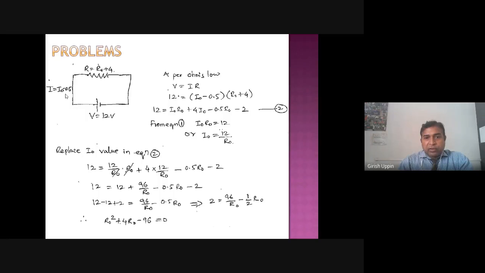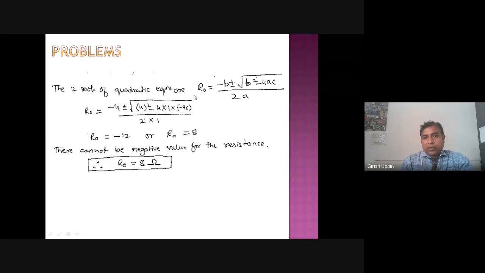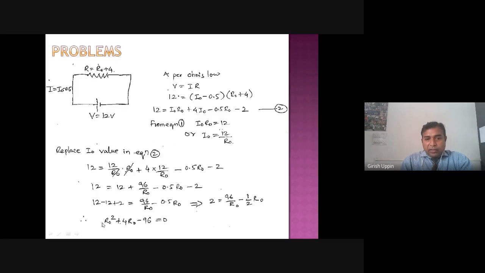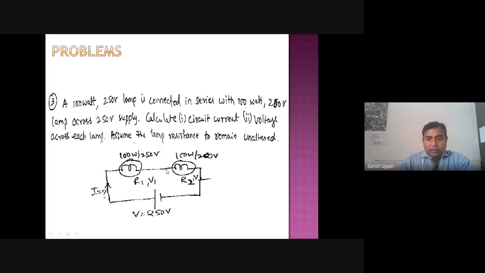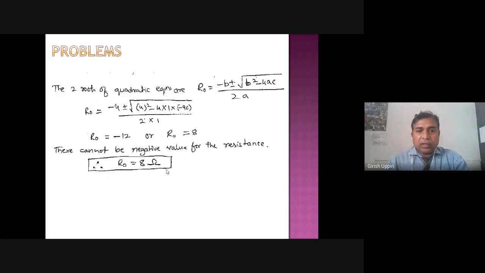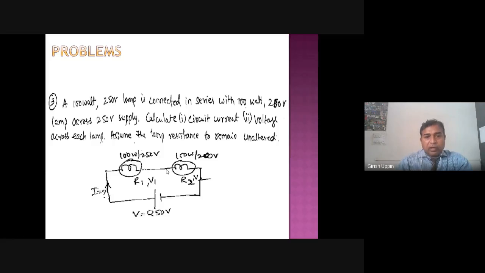Everybody understood? So these are the two roots of a quadratic equation. R naught is equal to minus b plus or minus square root of b square minus 4ac, divided by 2a. In this particular case, a is 1, b is 4, c is minus 96. We substitute those values, minus 4, and once you calculate, you get the two values. One is minus 12, which cannot be taken, because resistance cannot be negative, so we'll take R naught as 8 ohm. The current is not calculated; you can calculate the current and validate.